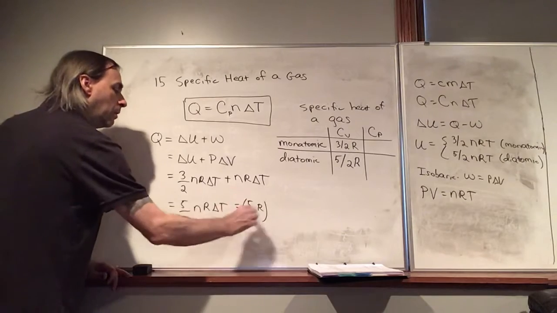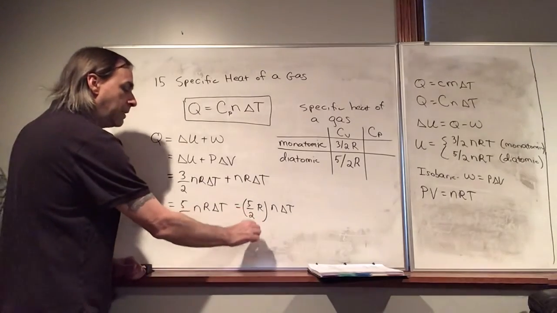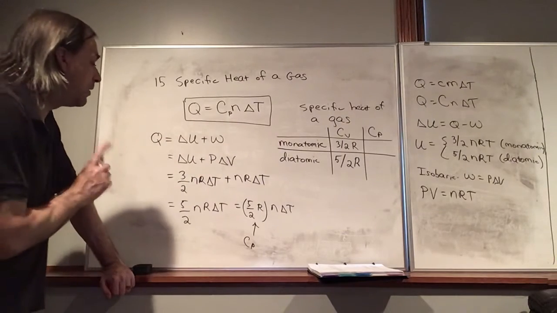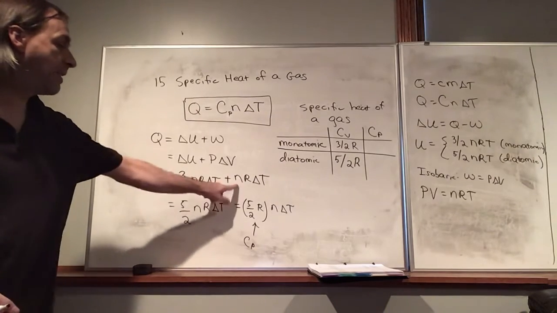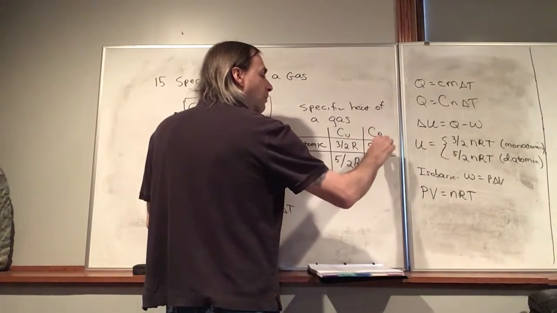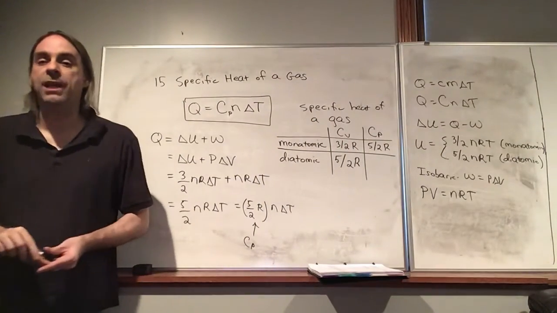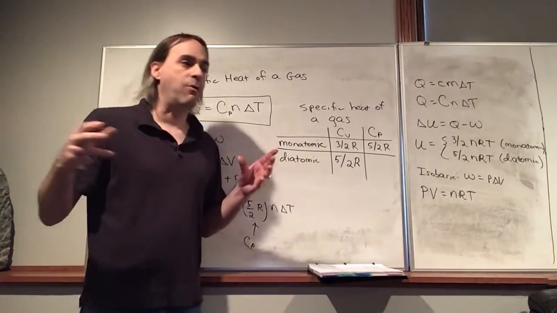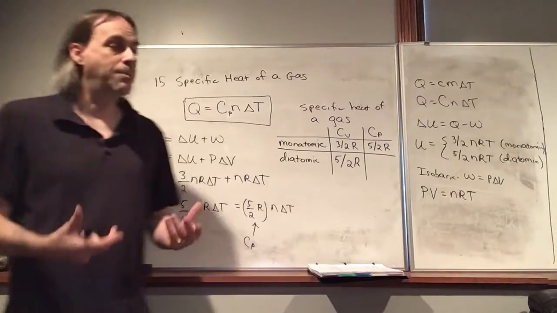Or 5/2 R times n delta T. So again, this is the specific heat at constant pressure for a monatomic gas. We use the monatomic 3/2, but because of that contribution to work, we had 5/2. So we get a bigger specific heat here, which we expected, because a bigger specific heat means a smaller temperature change. This is a case where we're adding heat and the gas is expanding and doing work. So we're not converting all the heat we added into a change in temperature. Some of it's going to work, so we should expect a smaller change.